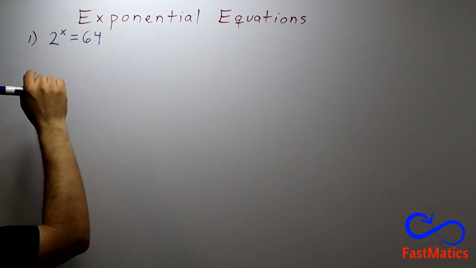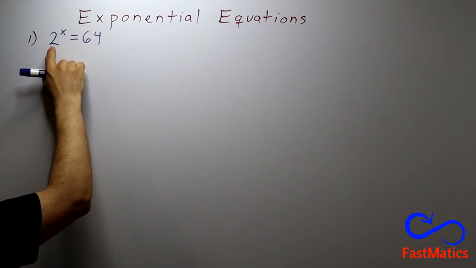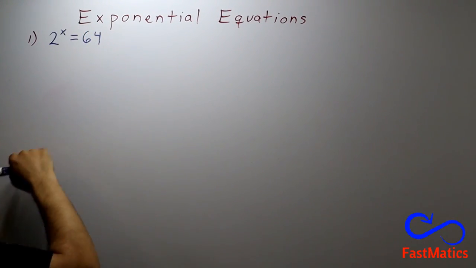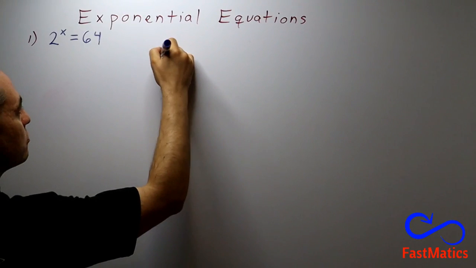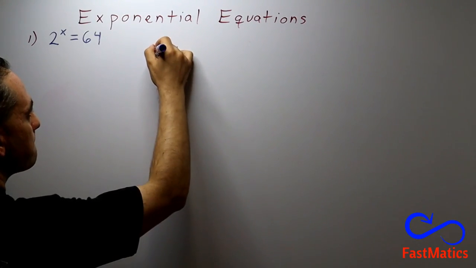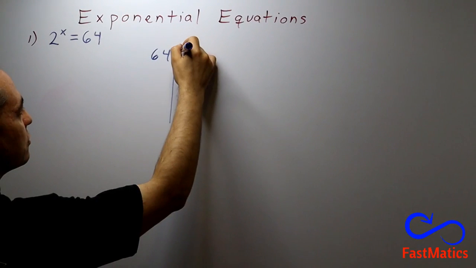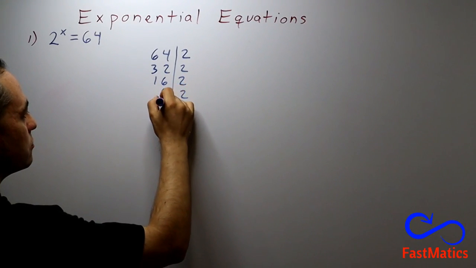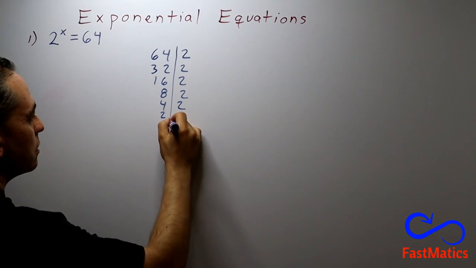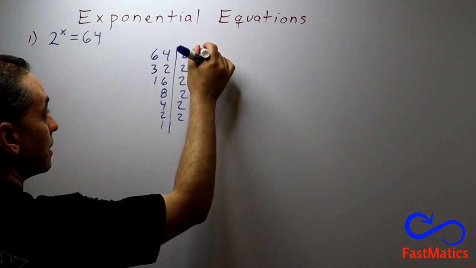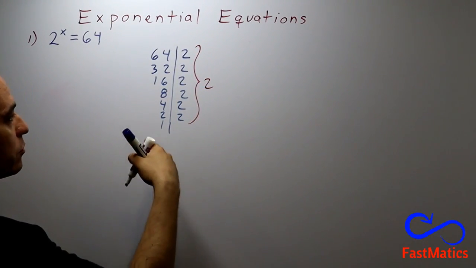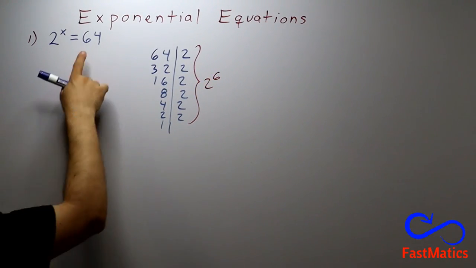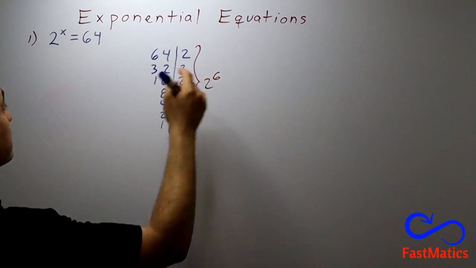Then I need to get the same base here and here. So I need to convert this 64 in a 2. How to get that? Well, I can factorize the 64. 64 divided by 2 is 32, divided by 2 is 16, divided by 2 is 8, divided by 2 is 4, divided by 2 is 2, divided by 2 is 1. That is 2 raised to the power of 1, 2, 3, 4, 5, 6. That is 64 is 2 to the power of 6.